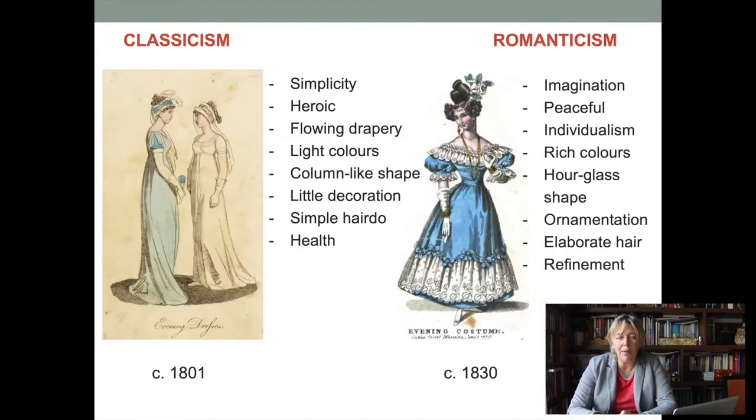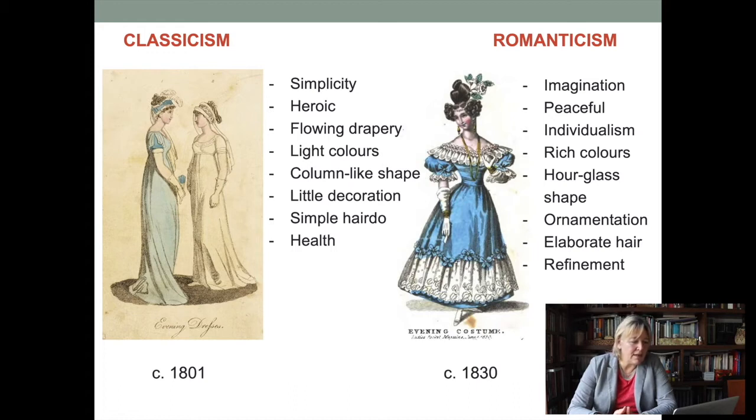From the 19th century, I'm mostly interested in my research in the 19th century. So this is perhaps the most obvious thing to me, to give you examples from the 19th century. So let's look at two examples of clothes from the first half of the 19th century, from the Classicism and Romanticism period. Classicism or neoclassicism. This is the first style in the 19th century. This is the style of Napoleon and Jane Austen.